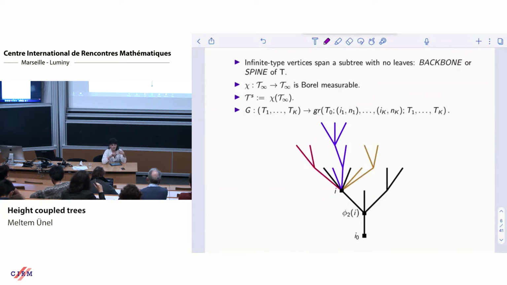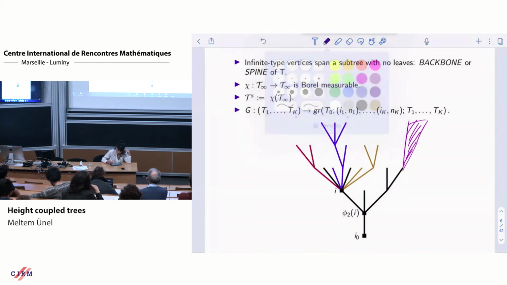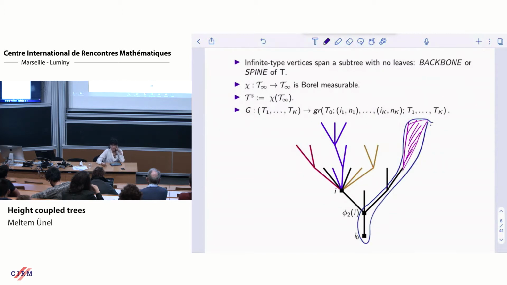The ones with the infinite number of descendants, I call them infinite type vertices. So if we say that, let's say, we grafted a tree here, which has only infinite type vertices, then the backbone of the tree that you see in the picture would be this subtree here. So the backbone of an infinite tree is the subtree that is spanned by infinite type vertices of that tree.